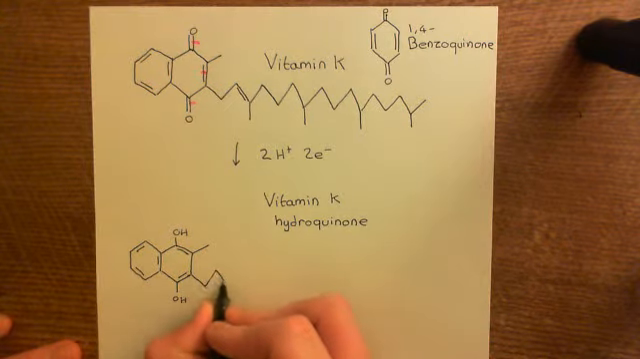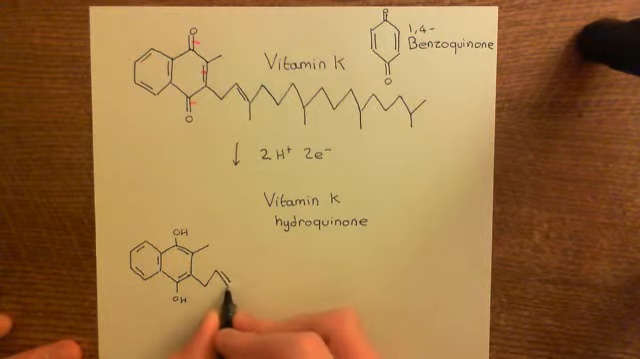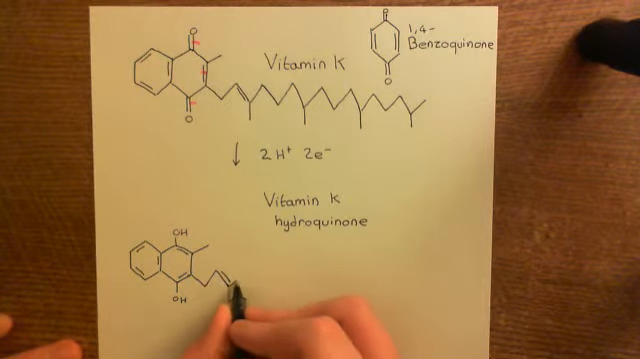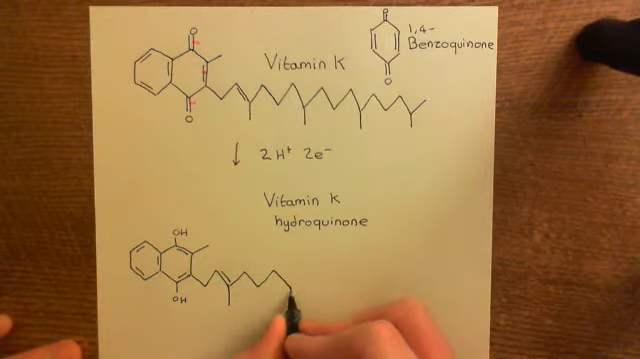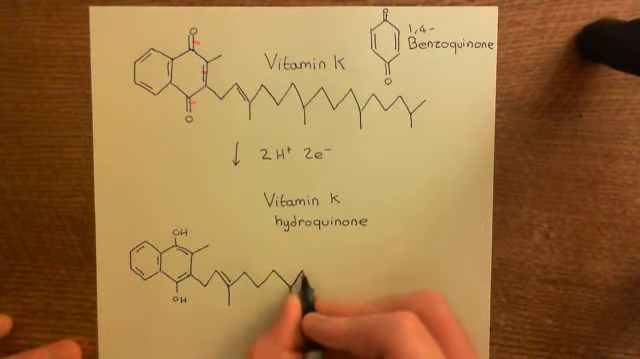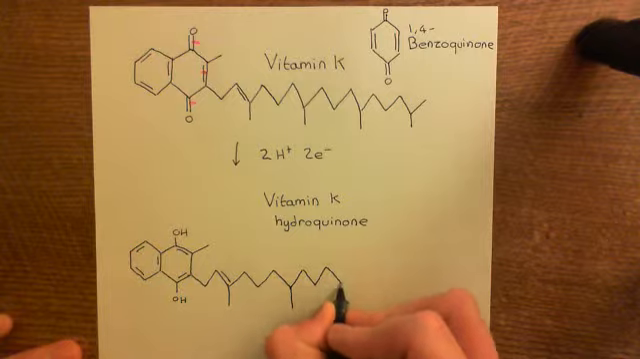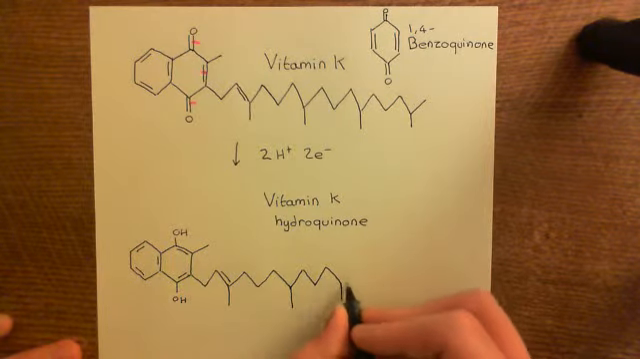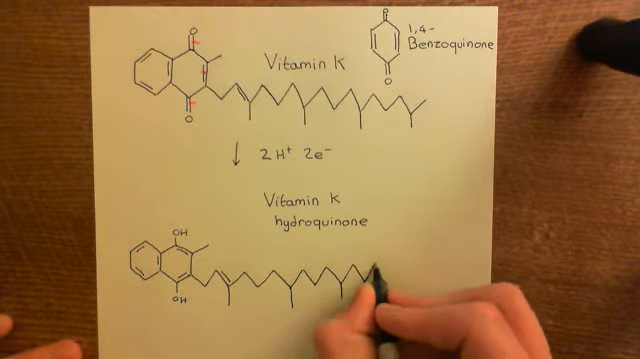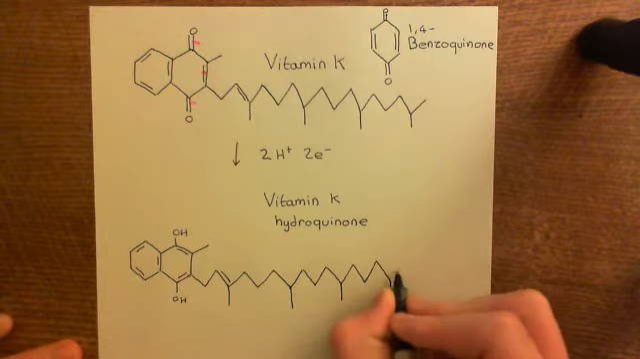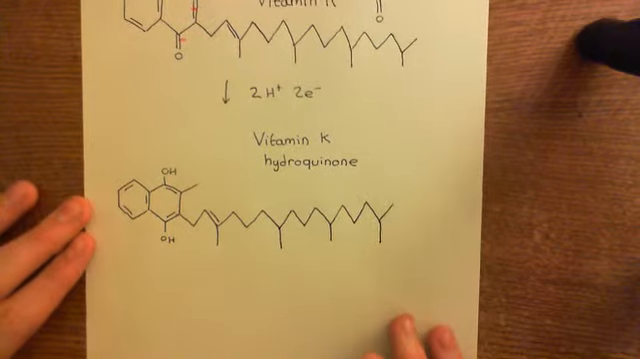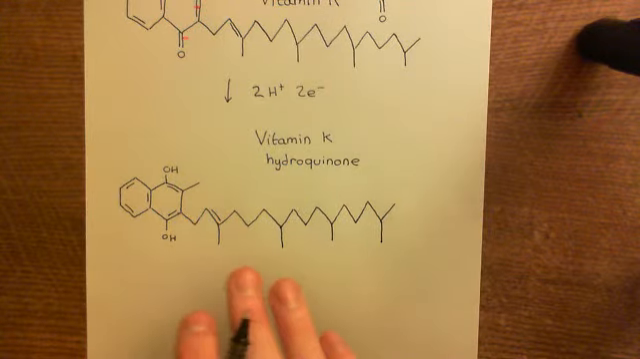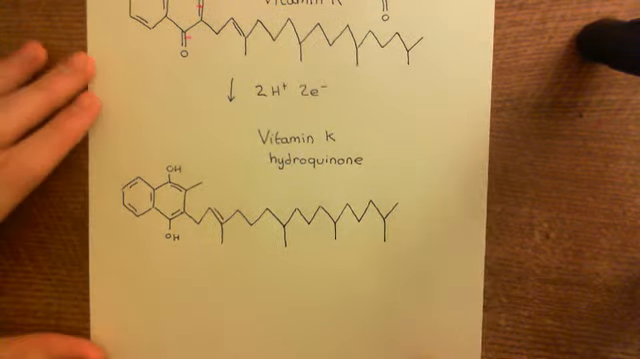here. So there's the double bond, here is the methyl group, and then we've got these 3 methylene groups leading on to a methyl group, another 3 methylene groups leading on to a methyl group, another 3 methylene groups leading on to a methyl group, and then that's the end. So there's the final methyl group. Okay, so this is vitamin K hydroquinone that we've now got here.